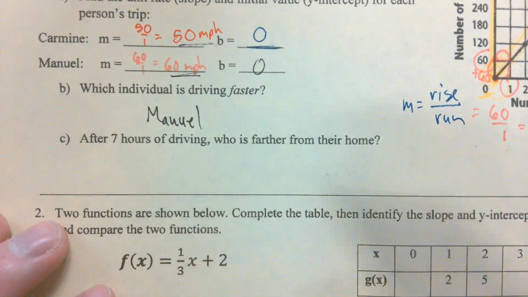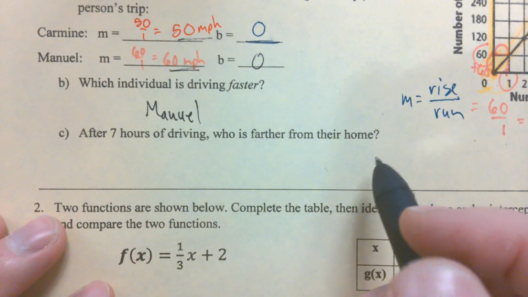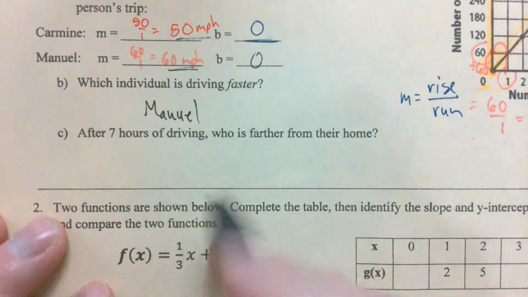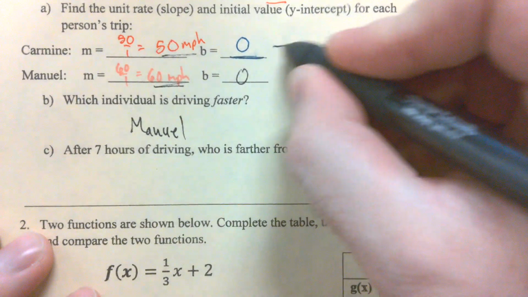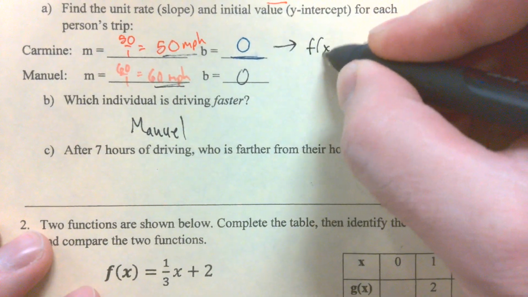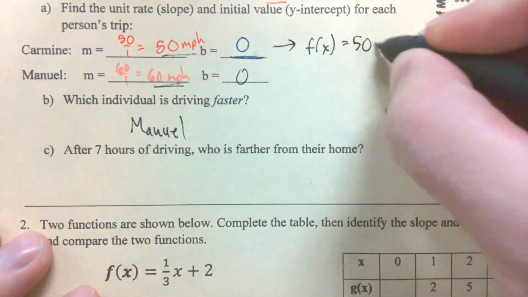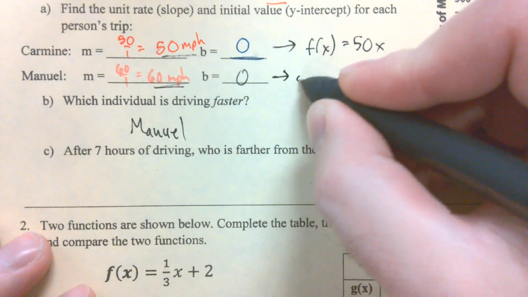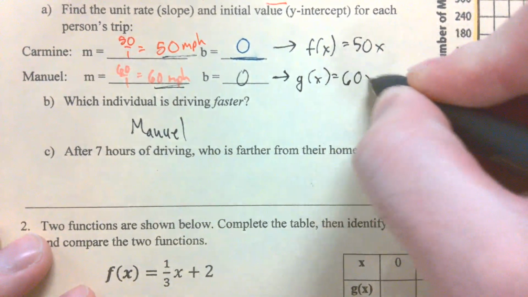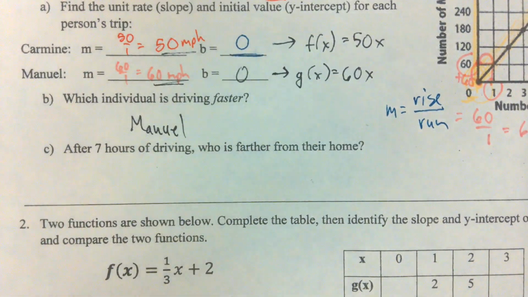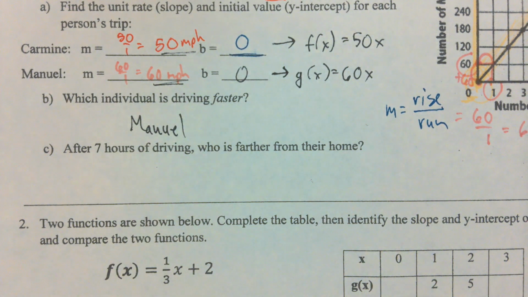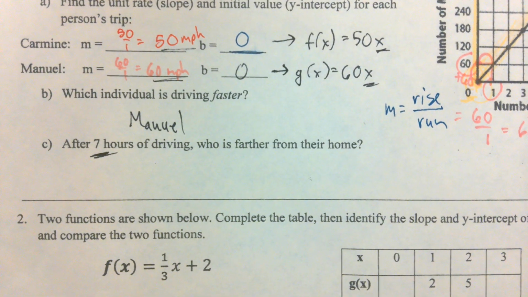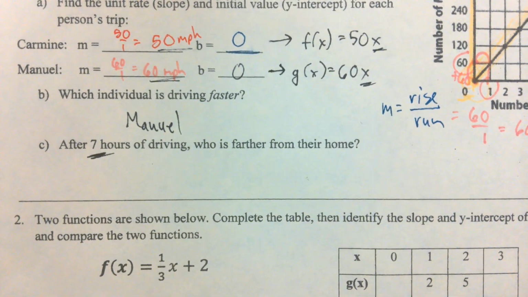After 7 hours of driving, who is farther from home? Now this is our evaluating functions, 6.2b. There's a couple different ways we could do this. Carmine's equation, if we write it, we could say f of x is equal to 50x plus 0. Don't need to write plus 0. Manuel's function g of x is 60x plus 0. No need to write plus 0. And we could plug in 7 for x, solve it out, and see who's gone the farther distance.